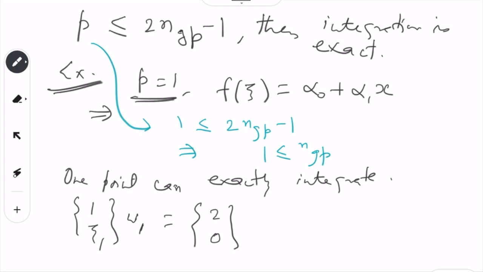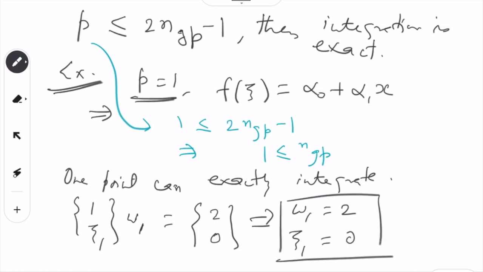Okay, so we got this formula, and you see here we have these two equations. So it gives you W1 is equal to 2 and W1 times xi 1 equal to 0, right? So this gives you two things. This gives you W1 equal to 2 and xi 1 is equal to 0. Okay, that means if you want to integrate a line, we can exactly integrate like this.